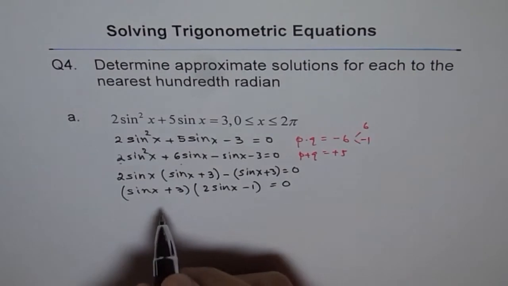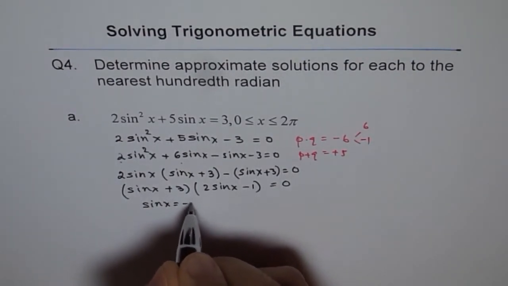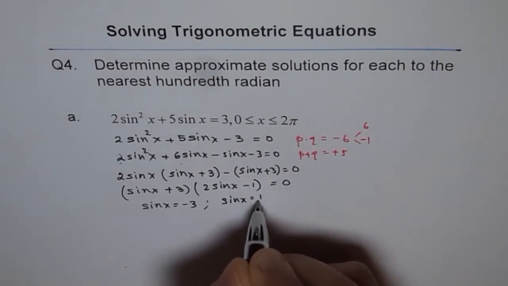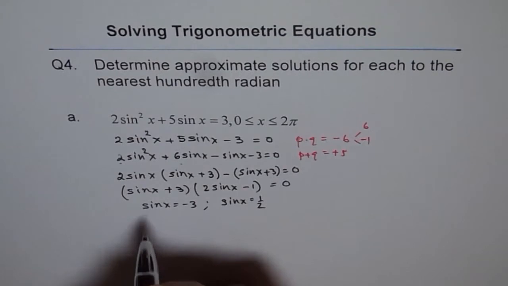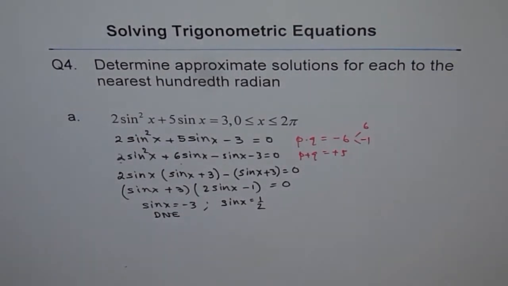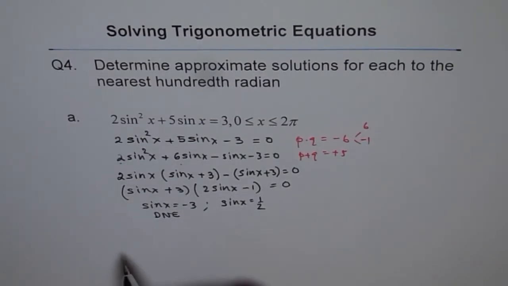So that leads to two possible solutions. One is that sine x is equal to minus 3. The other one is sine x equals half. And this is not possible. That does not exist, and sine x has a limit. It could be between minus 1 and plus 1. It can never be minus 3. So that is not possible.